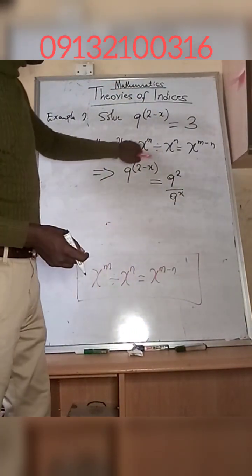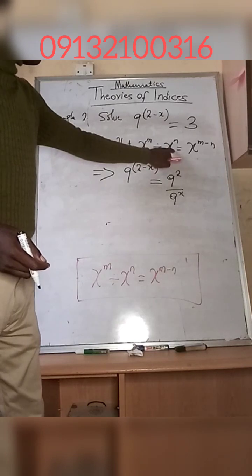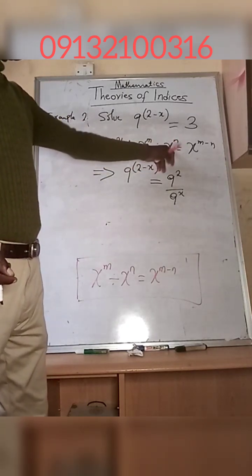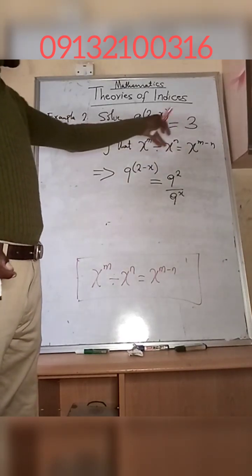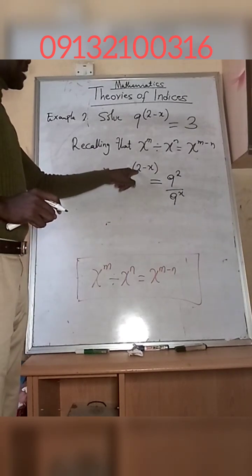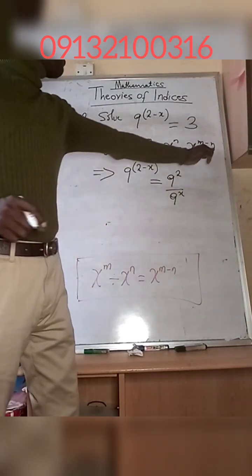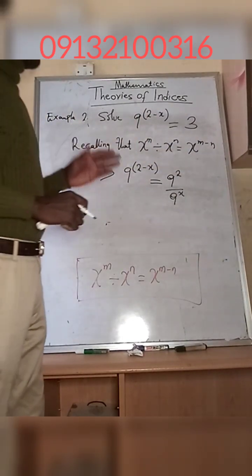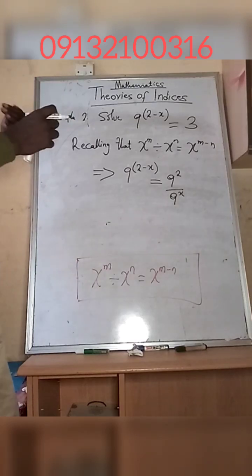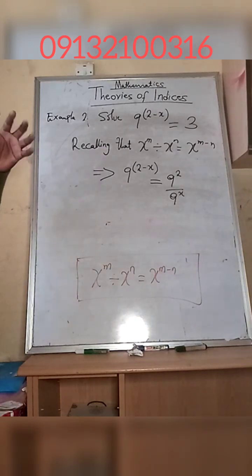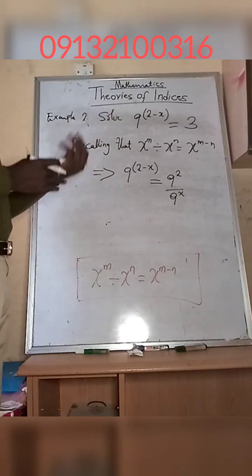Because when the same bases having different powers are involved, and one is to be divided by the other, the power of the divisor is subtracted from the power of the dividend. Now, this one is already in the form of the right hand side. It's important to understand that theories or laws are not meant to be one way. And that's one of the things that people don't understand when it comes to mathematics. They think that the theories are one way. No, it could be either way.